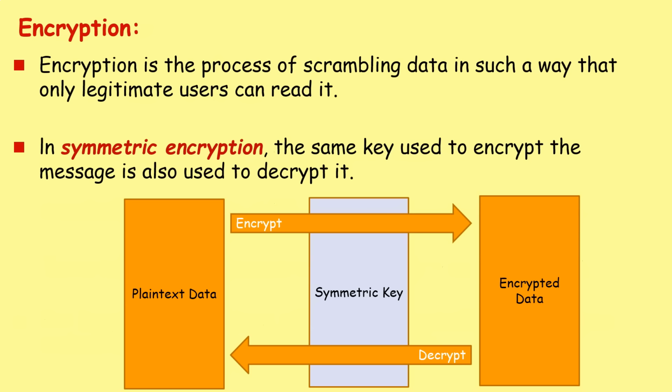Encryption is the process of scrambling data in such a way that only legitimate and authorized users can read it. In symmetric encryption, the same key is used to encrypt the message and also decrypt it. This works well when you can physically give the key to another person, so you know that it's been passed securely, and then you can pass messages and data to each other that can be decrypted easily.